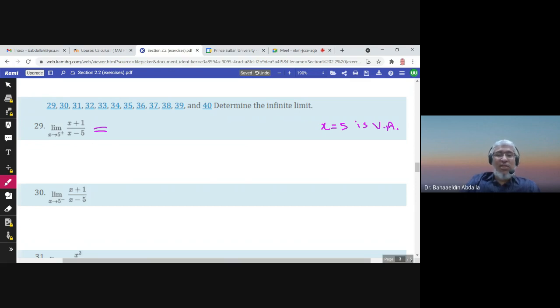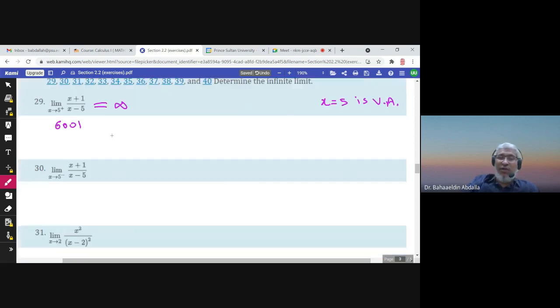So if you replace x by 5.001, for example, so 5.001 plus 1 over 5.001 minus 5. The answer would be 6001. Okay, so it goes to infinity. So as x approaches 5 from the right, the limit would be infinity.